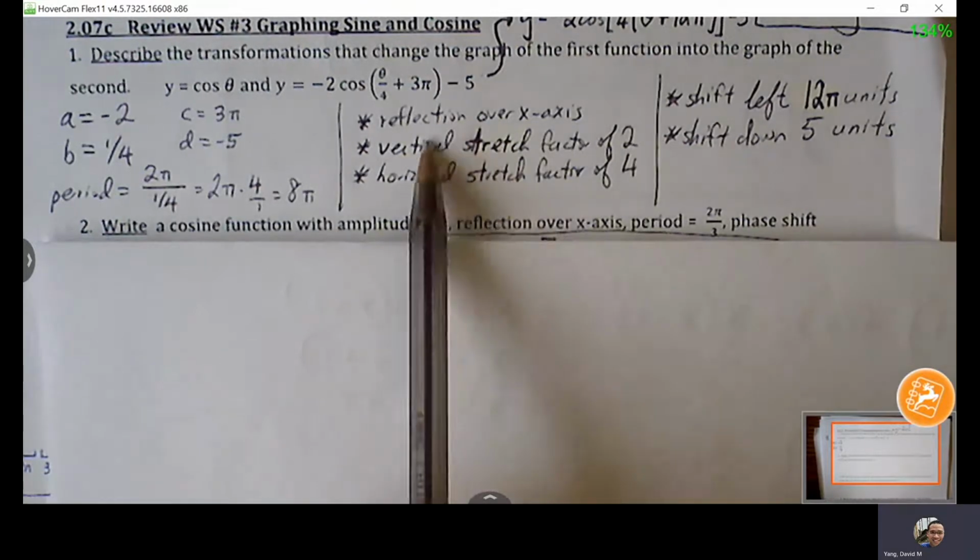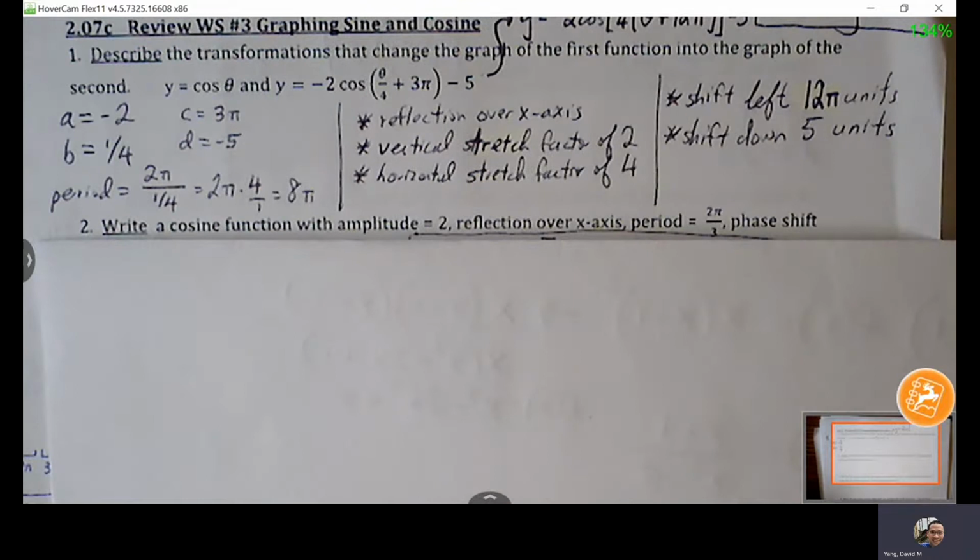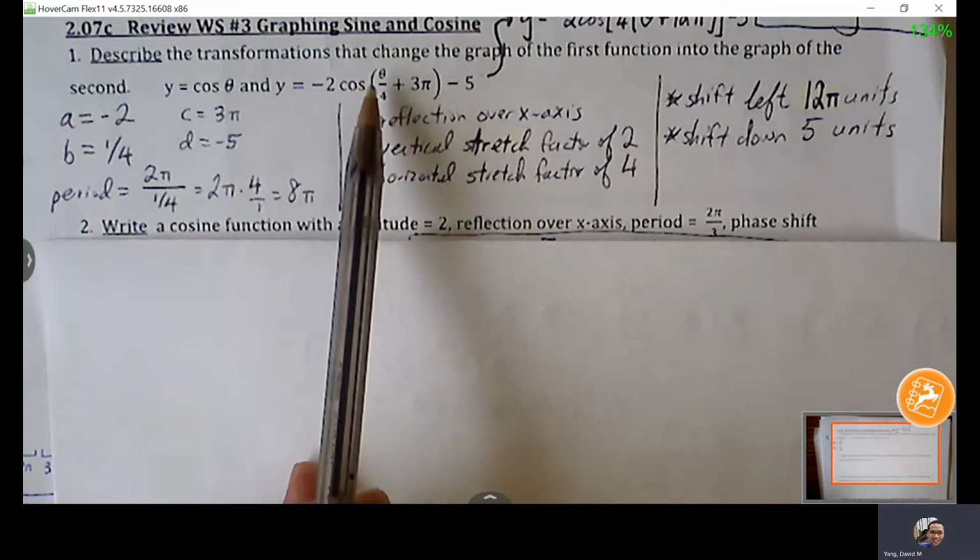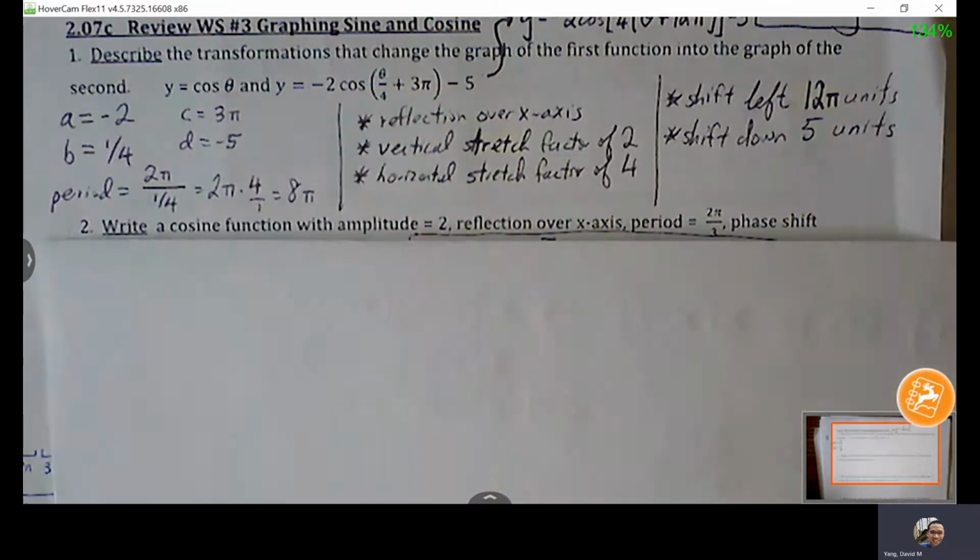Because whenever we have reflection, it's always going to be over the x-axis. I mean, technically there could be reflection over the y-axis, but that's only if a negative shows up inside the parentheses. But we won't deal with it. We're only dealing with a negative outside, in front of the a.